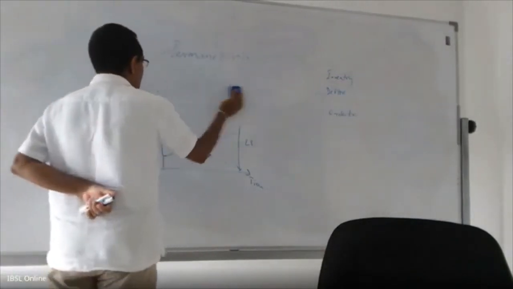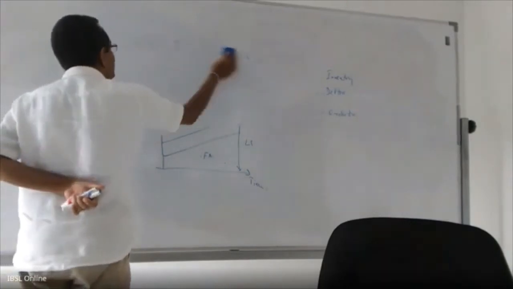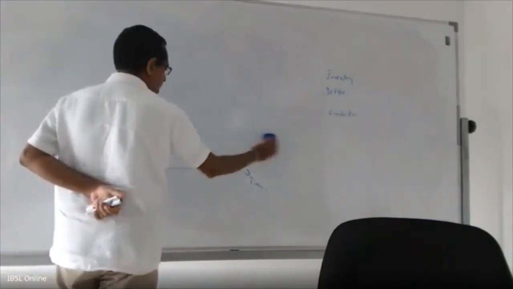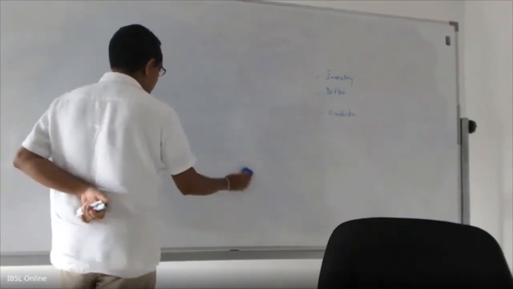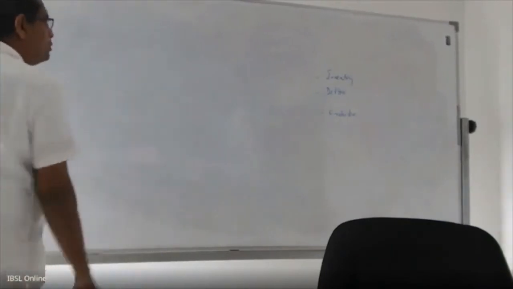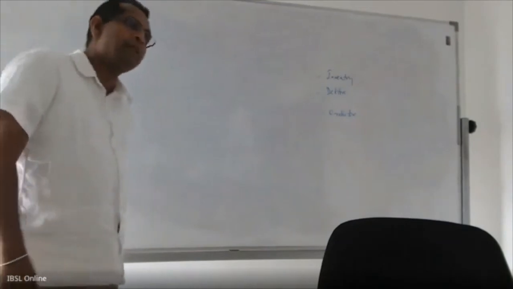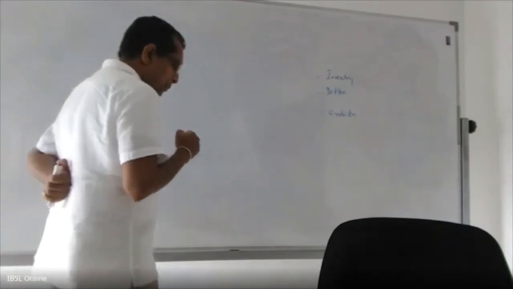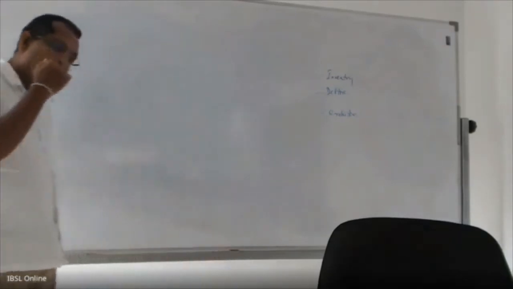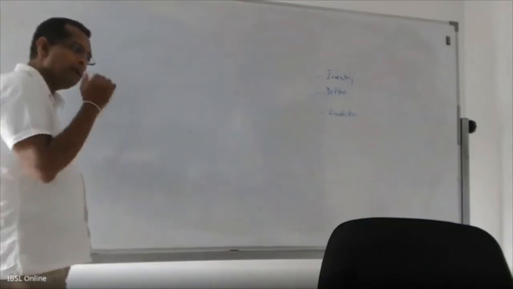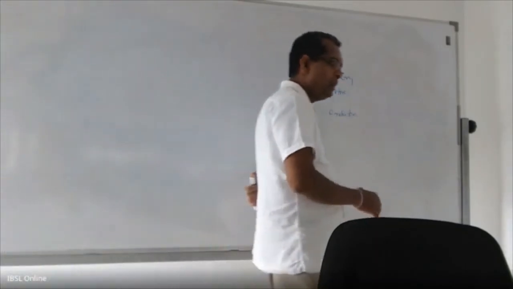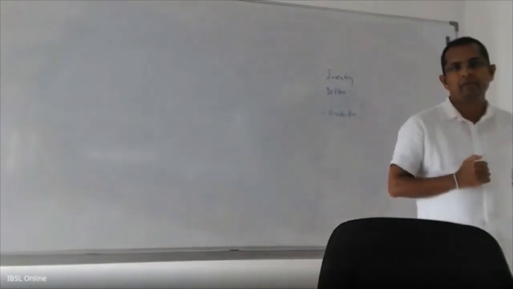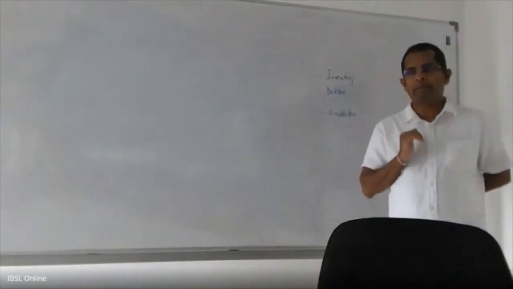Then we have something called working capital cycle. This is also very important. Amount and cycle is the most important thing. Working capital cycle is the time duration between acquisition of resources and collection of money from the customers. That is called working capital cycle.